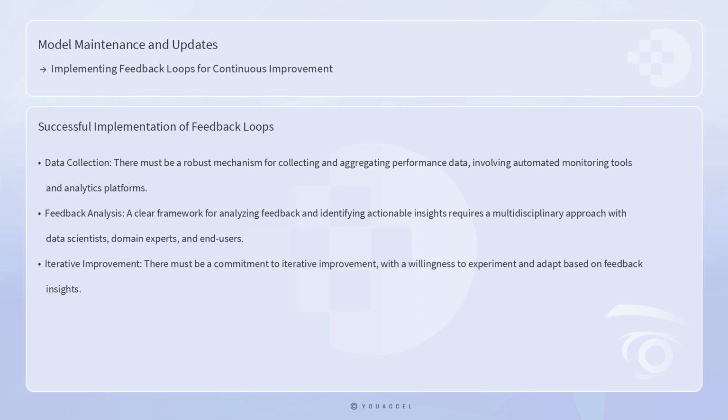In practice, the successful implementation of feedback loops relies on several key components. Firstly, there must be a robust mechanism for collecting and aggregating performance data. This may involve the use of automated monitoring tools and analytics platforms that provide real-time insights into model behavior. Secondly, there must be a clear framework for analyzing feedback and identifying actionable insights. This requires a multidisciplinary approach involving data scientists, domain experts, and end users to ensure that feedback is interpreted accurately and effectively. Lastly, there must be a commitment to iterative improvement with a willingness to experiment and adapt based on feedback insights.